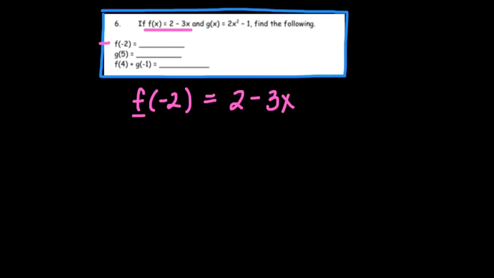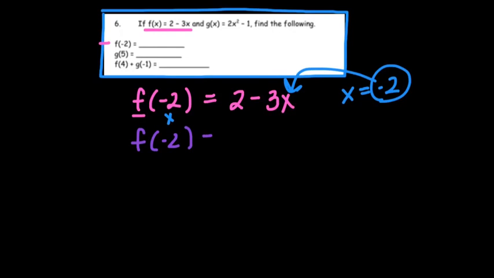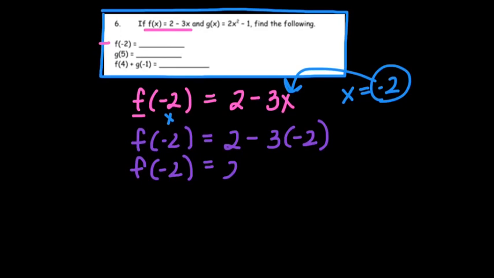And again, because I'm changing this x here to a -2, I'm also going to change the x in the problem to a -2. So I'm going to rewrite this then as f of -2 equals 2 minus 3 times -2. And to solve for that, we have f of -2 equals 2, and then -3 times a -2 is a positive 6. So we have f of -2 equals 2 plus 6, which is 8.